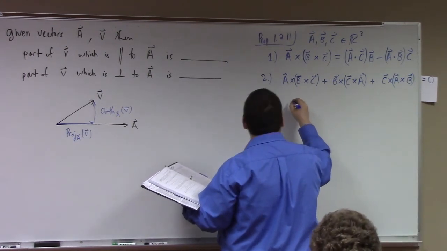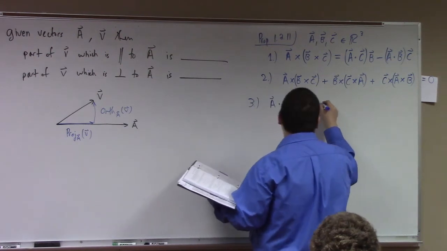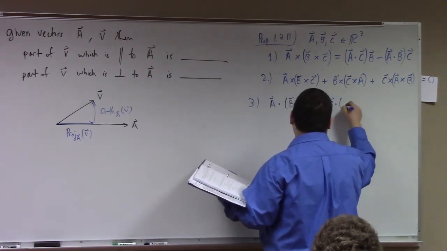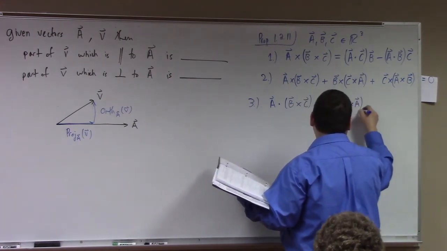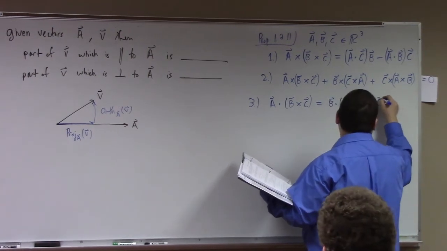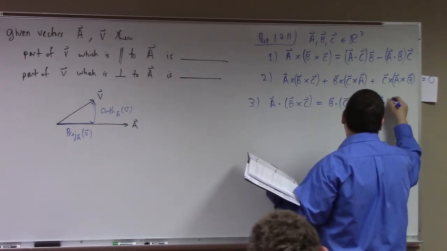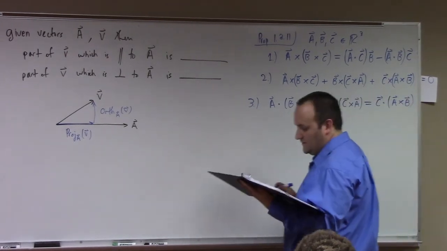A cross B dot C equals B dot C cross A. These are all what are called triple products. The triple product involves a combination of the dot and the cross product. It gives you a number corresponding to 3 vectors. What do you think that number means?